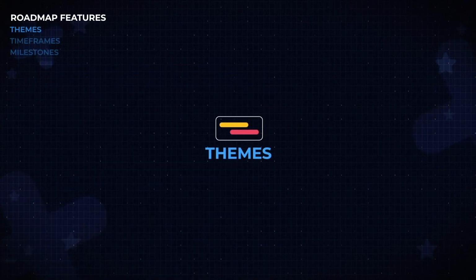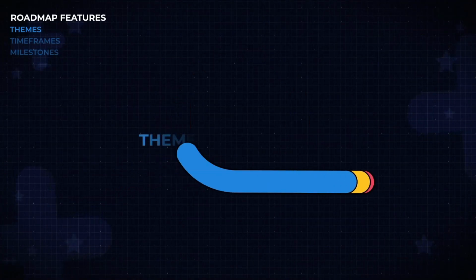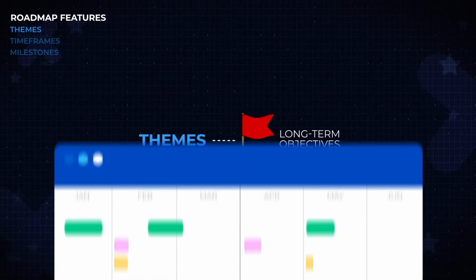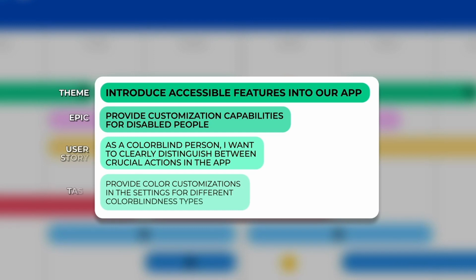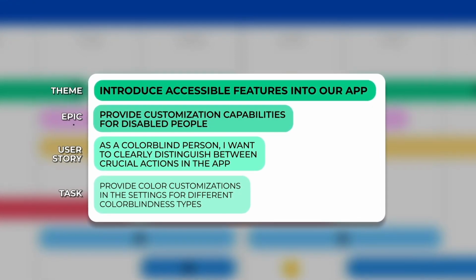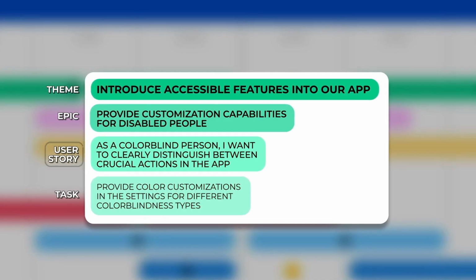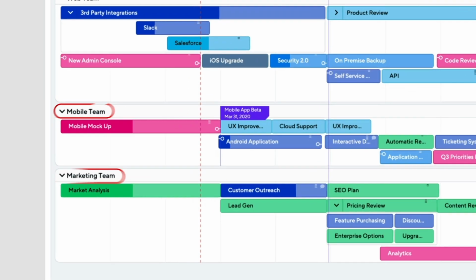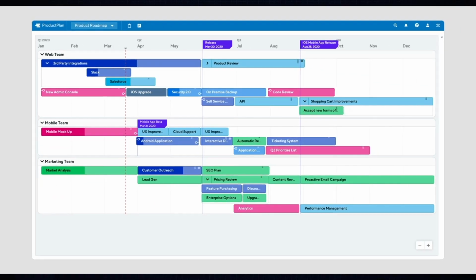First are themes. In agile development, themes are long-term objectives that have a significant impact on your company. A theme is the largest unit of work, broad strokes shaping the overall strategy. They are further broken down into epics, user stories, and tasks. Themes and epics are typically color-coded by teams, status, or other internal logic.